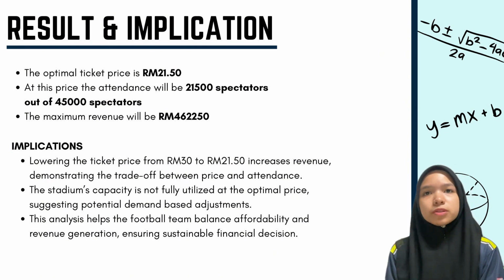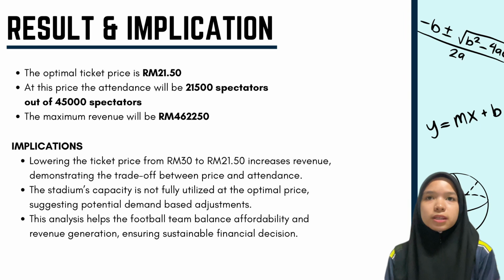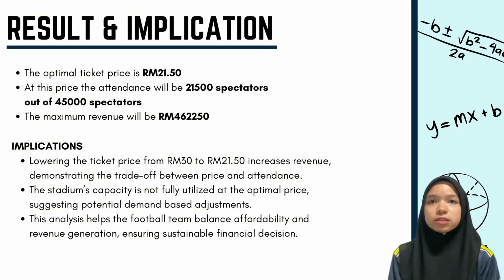Lowering the ticket price from 30 ringgit to 21 ringgit and 50 cents significantly increases overall revenue, clearly demonstrating the trade-off that exists between ticket pricing and attendance levels, as a lower price attracts more spectators. The analysis also reveals that the stadium's full capacity is not being utilized even at the optimal price point, which suggests a potential adjustment could be made to address demand and maximize attendance. This comprehensive analysis ultimately assists the football team in striking a balance between ticket affordability for fans and sustainable revenue generation, ensuring sound financial decision making for long-term success.